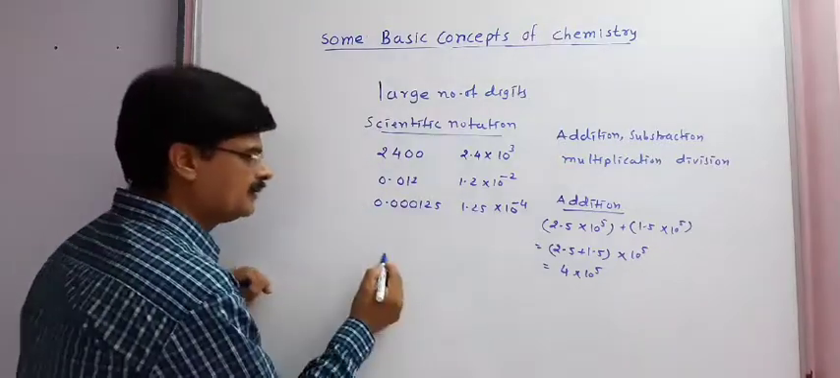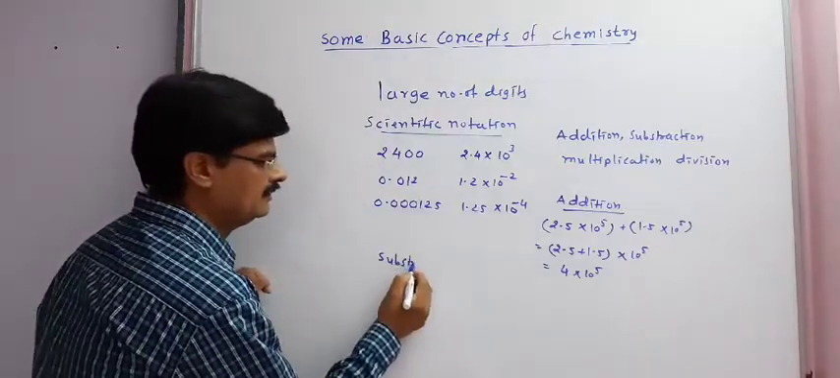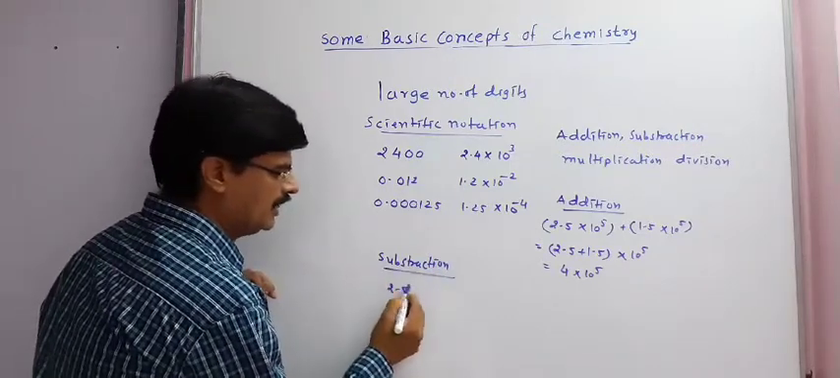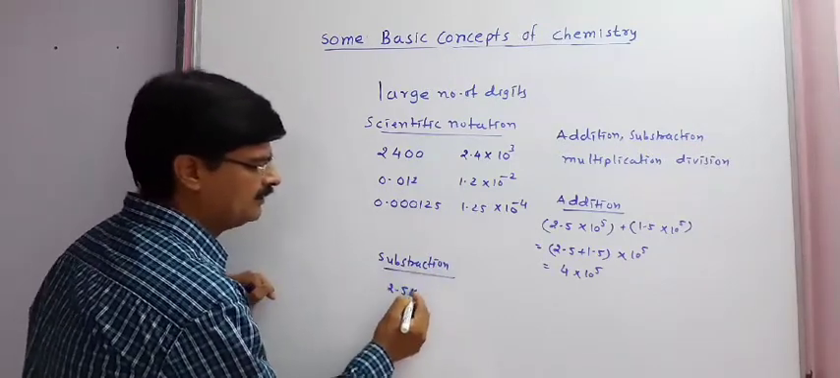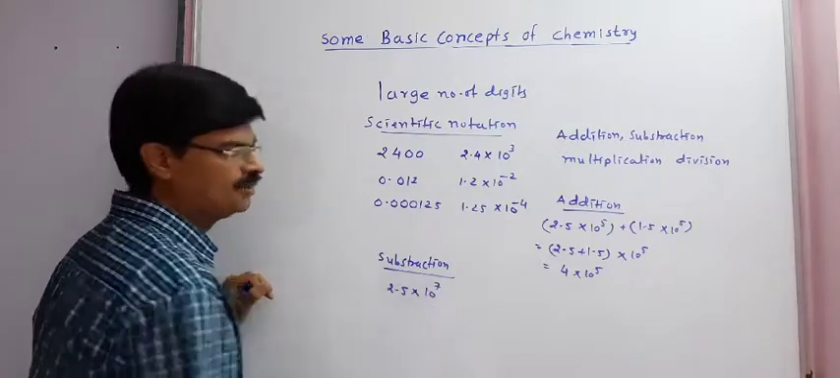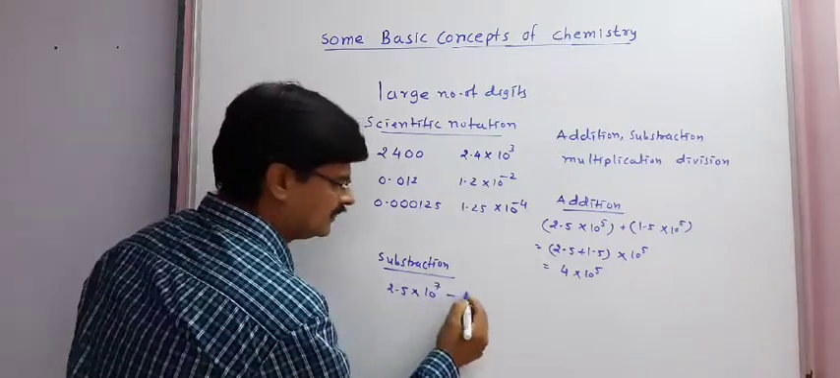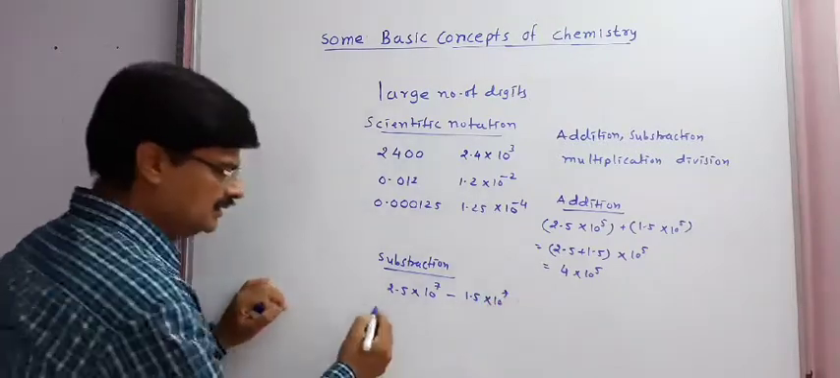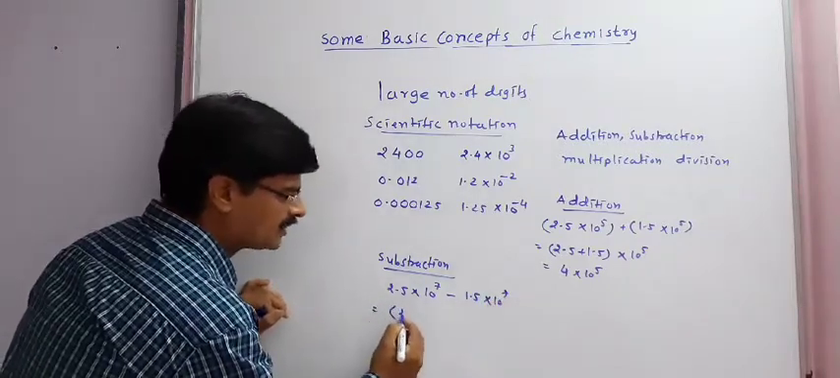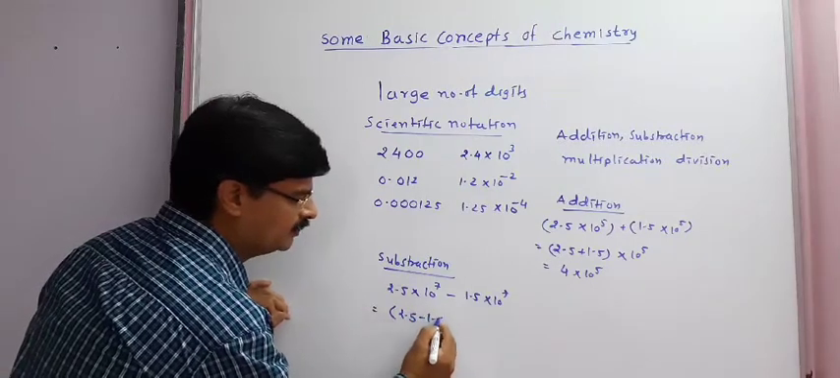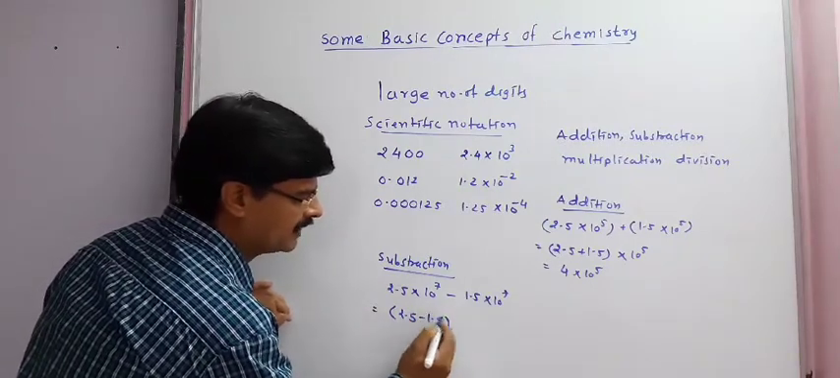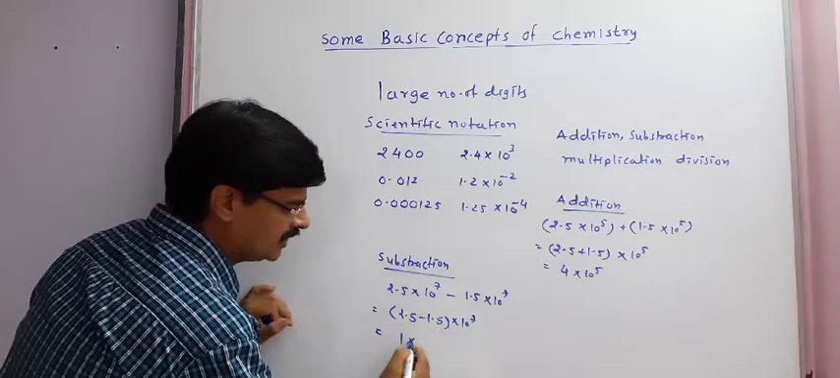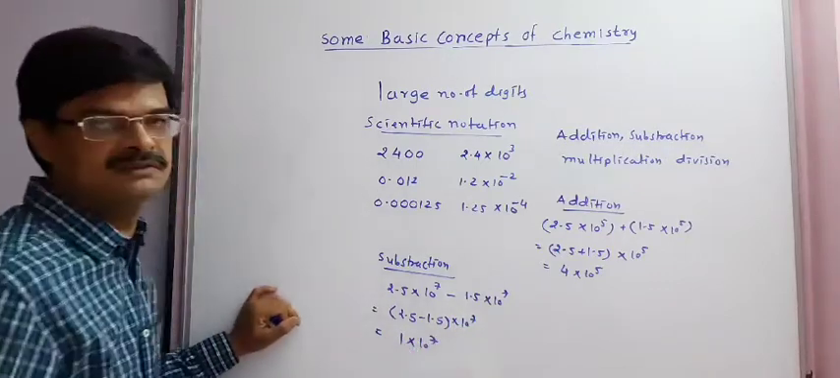Same way, subtraction. Take two scientific notations, 2.5 into 10 raised to 7 minus 1.5 into 10 raised to 7. Then we can do the subtraction, 2.5 minus 1.5, into 10 raised to 7. So we will get 1 into 10 raised to 7.